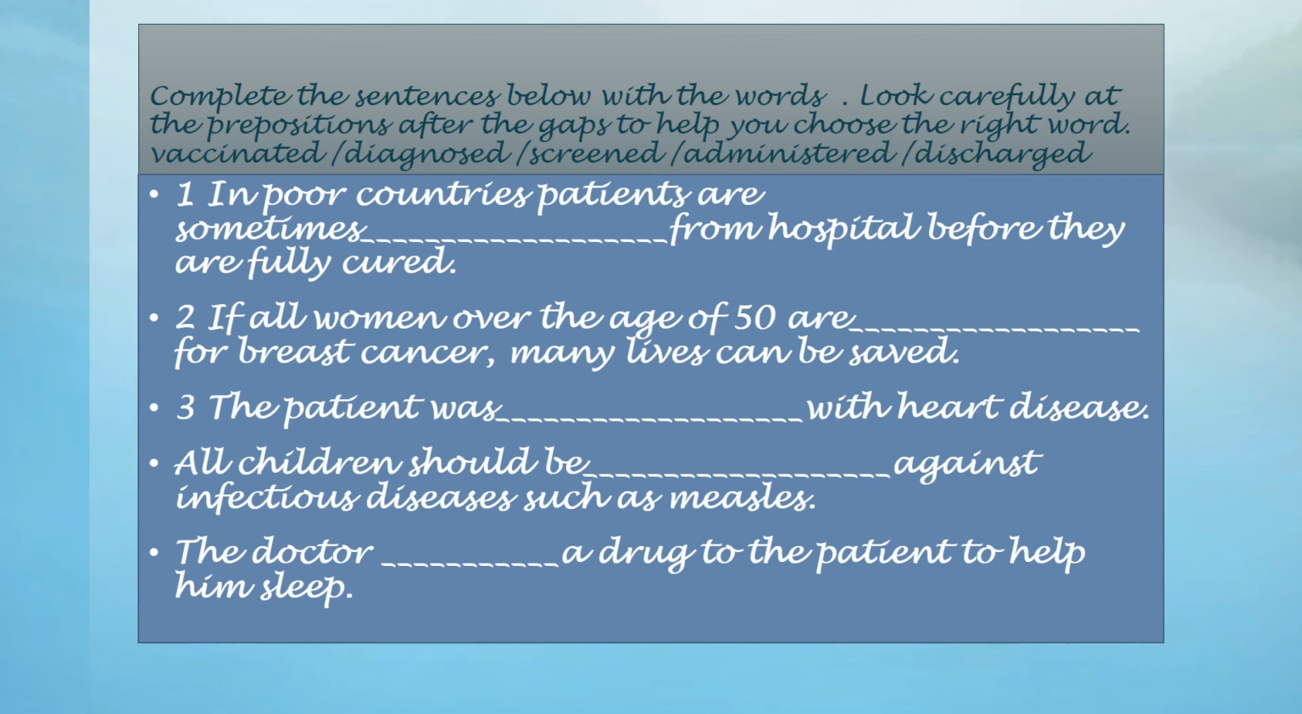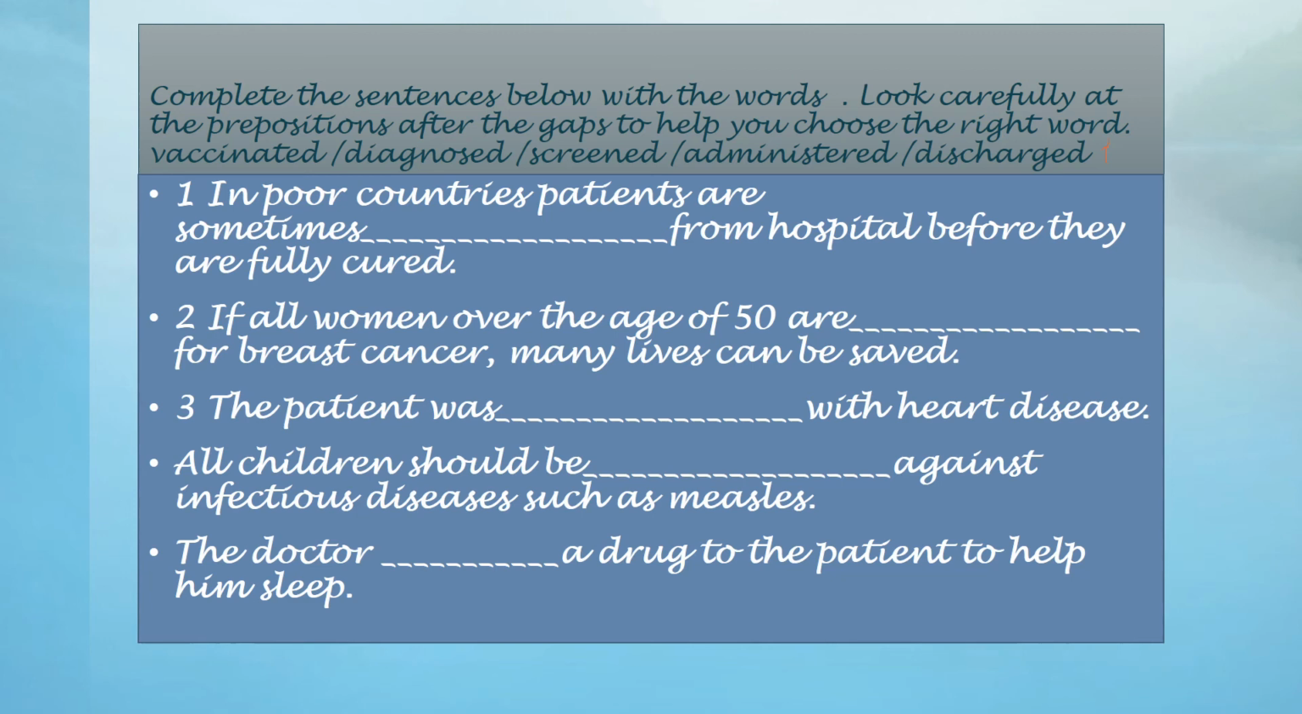All right, let's read the sentences carefully. Number 1. In poor countries, patients are sometimes blank from hospital before they are fully cured. Read the sentence on your own once more, please, and tell me what you think the right answer is. Okay, so the right answer, very good, is discharged. In poor countries, patients are sometimes discharged from hospitals before they are fully cured.